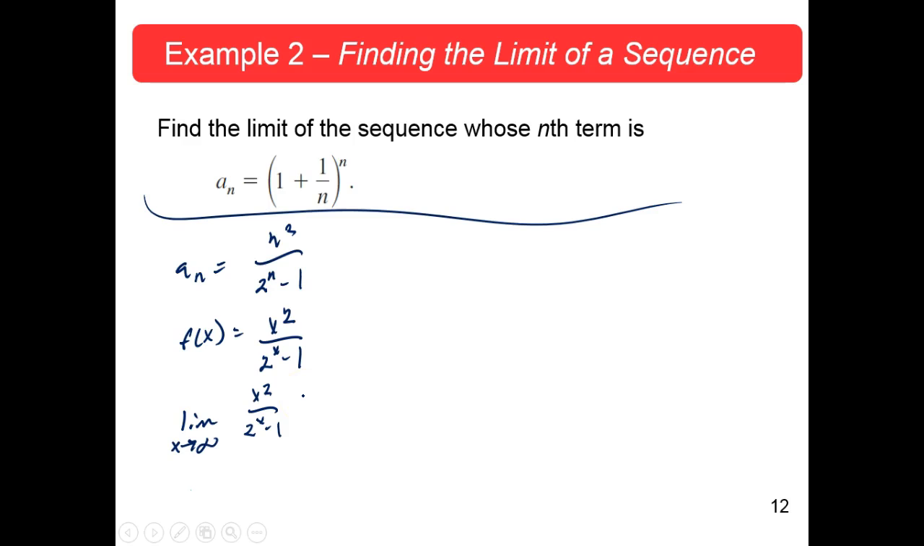What's x squared doing as x goes to infinity? Going to infinity even faster, right? It's really going to infinity. But what's 2 to the x minus 1 doing as x is going to infinity? It's going very, very rapidly to infinity. So this is an infinity over infinity case. Do you remember what rule we use for those kind of things? Hint. The largest exponent. The what? We use the largest exponent.